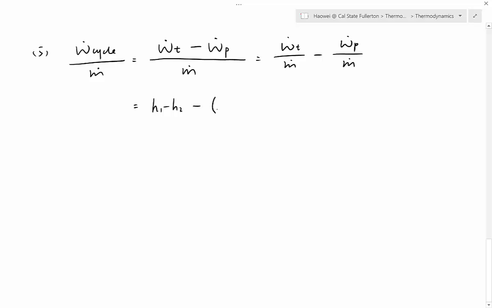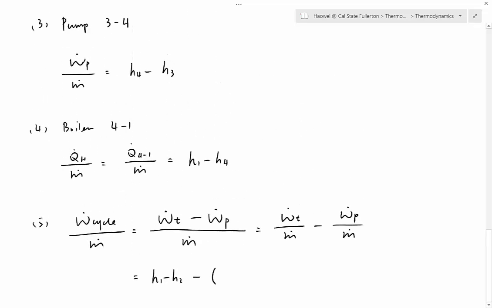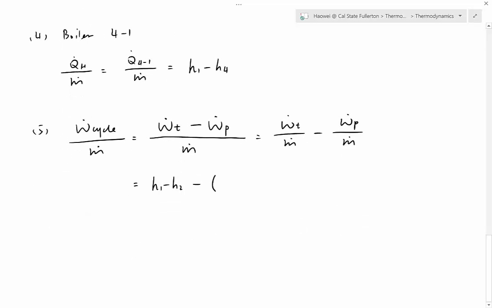what is W dot pump over M dot? Pump is 3 to 4, and it's here. It's H4 minus H3. So from here, you can find how much electricity can be generated. W dot cycle over M dot.